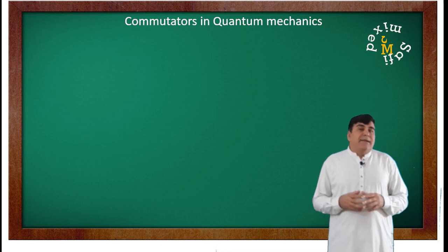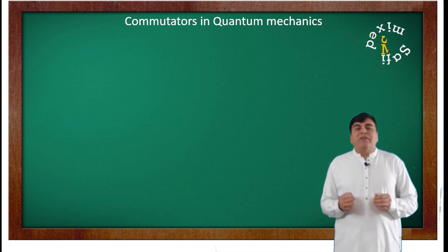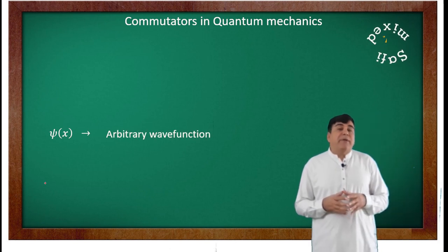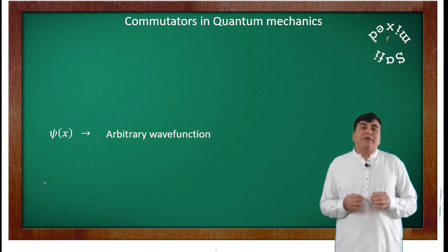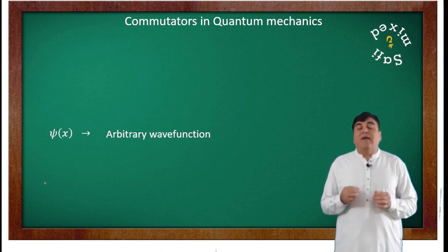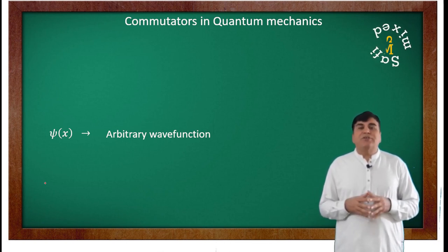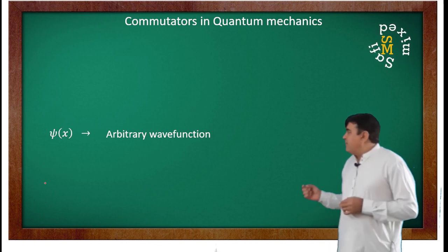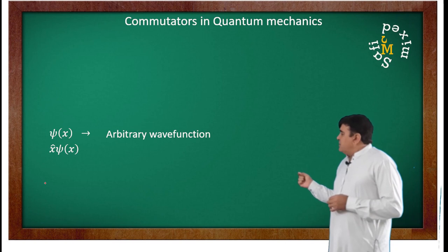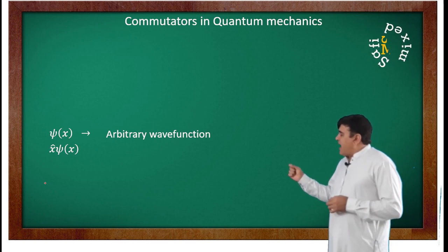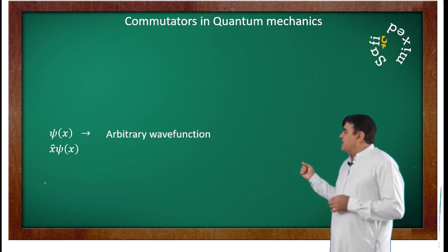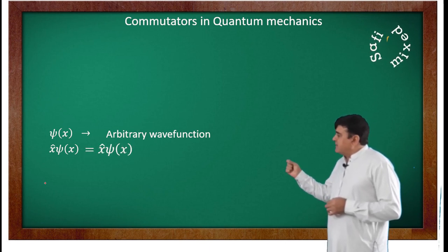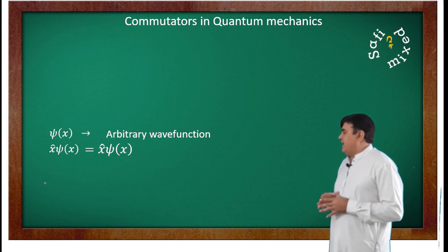To this end, let us consider an arbitrary wave function psi as a function of x and apply to it first the position operator along x-axis and then the x component of momentum operator. I can proceed in the following way. The x operator applied to the wave function psi of x obviously works as a multiplicative factor, and therefore I can rewrite it as x times psi of x.